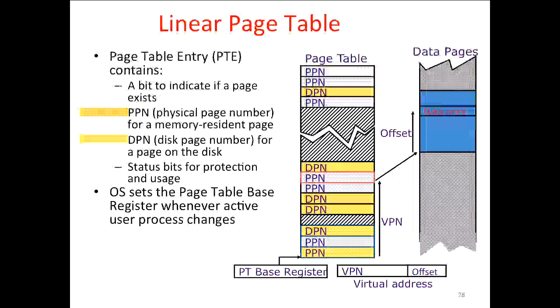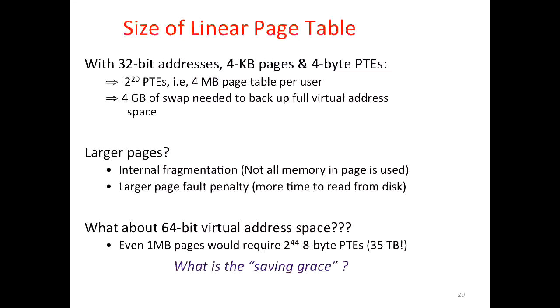The problem is that with a 32-bit address space and 4 kilobyte pages, we're going to have 1 million entries in that page table. There's 1 meg pages. And each of those entries has to store a physical page number and a few status bits. So that's going to be a bit less than 32 bits, but let's round it up to 32 bits of storage for every entry in that page table. So 1 million of those is going to cost you 4 megabytes. So every user program would need 4 megabytes of storage to hold a linear page table.